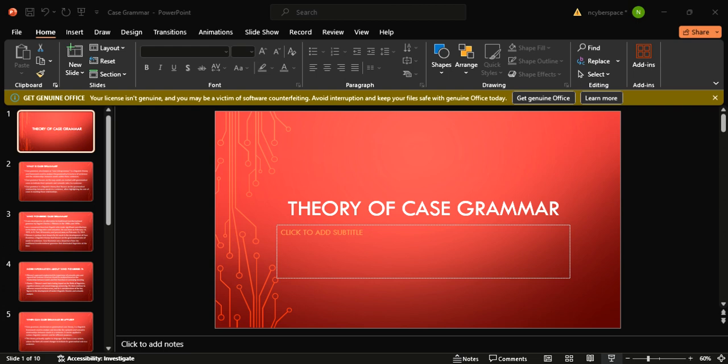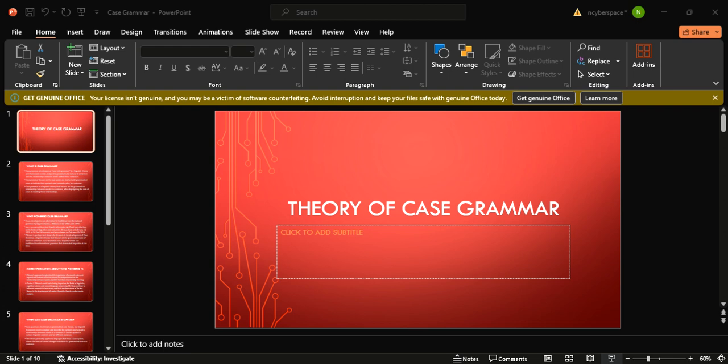Next, more definitive examples in case grammar. Location. The location refers to the place where an action occurs. Example, John is swimming in the pool. As we base from the definition, location refers to the place where an action occurs. The action in the sentence is swimming, and the place where the swimming occurred is in the pool.